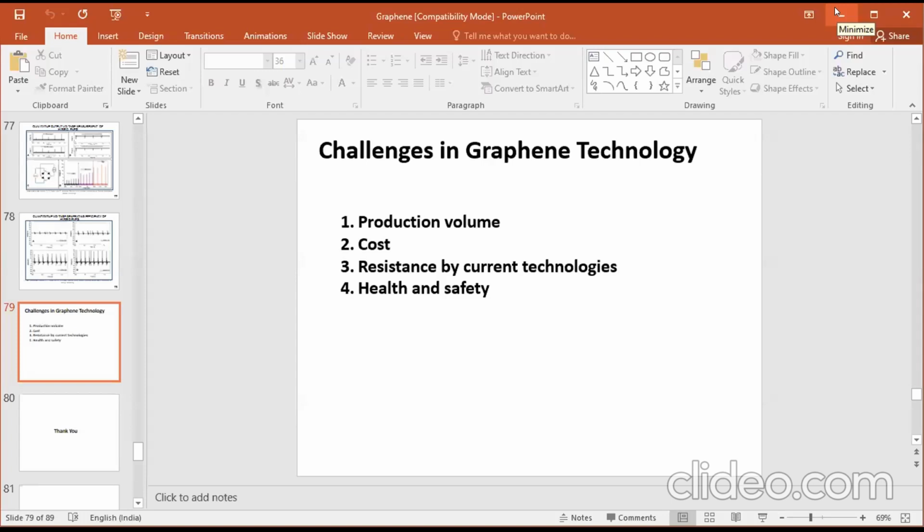Next question is from Faisal C. Does graphene have any role with aluminium 7075 as composites? Aluminium 7075. You want to make a composite? Can you read out the question once again? Does graphene have any role with aluminium 7075 as composites?